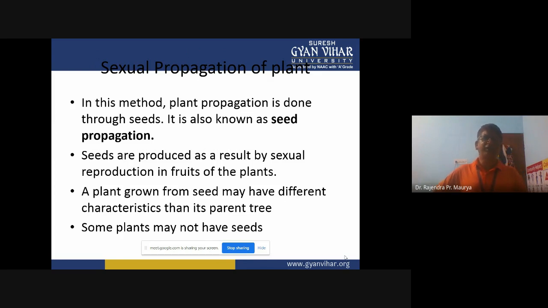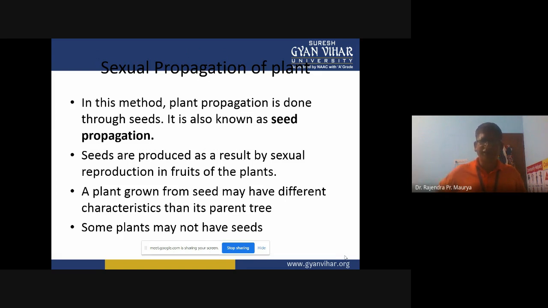So in this one, a good example is papaya. The papaya plant we can propagate only by seeds, or else only by plant tissue culture. A plant grown from seed may have different characteristics than its parent tree.